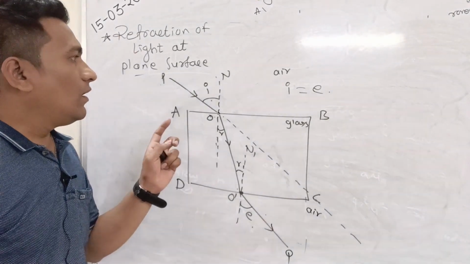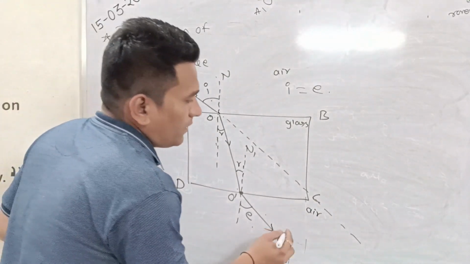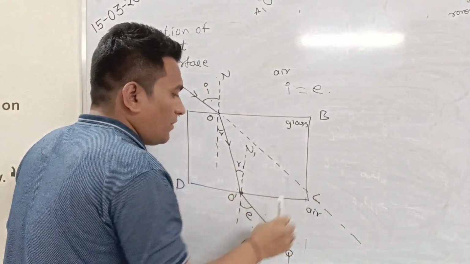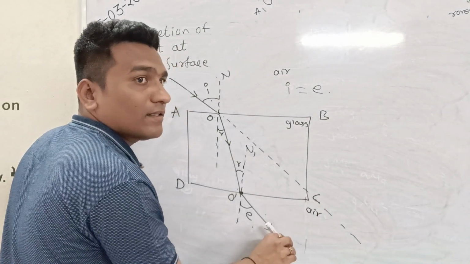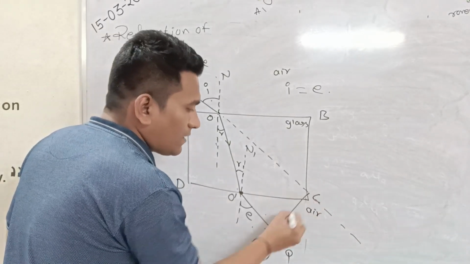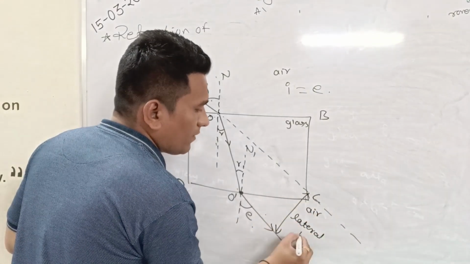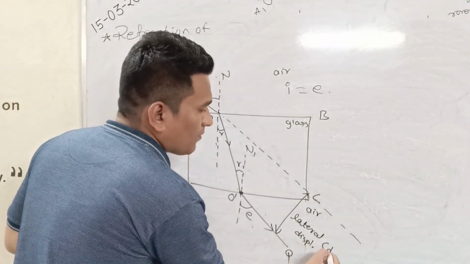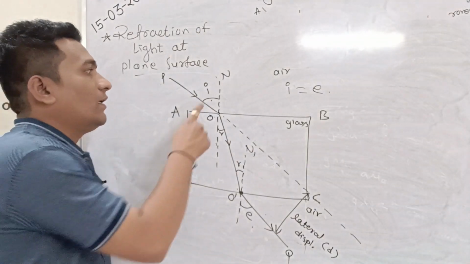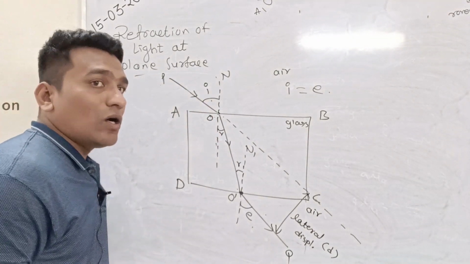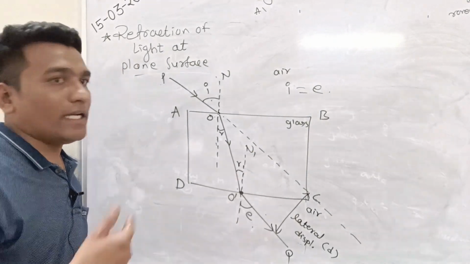Now if we see here, the light ray was traveling in this direction, but it has emerged out in this direction. It means that the light ray has been displaced. So this displacement we call the lateral displacement. You can show it by small d. This lateral displacement depends on the angle of incidence, it depends on the refractive index, and it depends on the thickness of the glass.